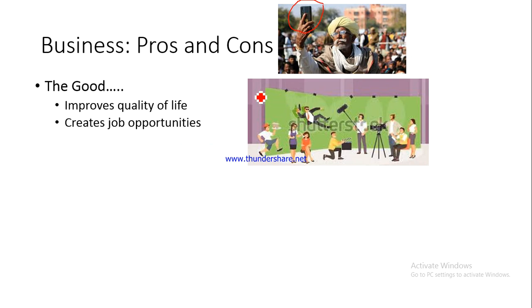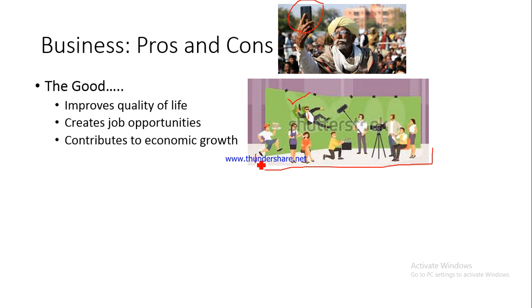You look at this particular picture, what I'm trying to show you is a film is getting shot. However, if you look at the scene, you find that there is just one actor. However, there are so many people who are performing the support activities. The director is there, the light man is there, maybe the makeup artist, the producer, the sound recorder. So many people are there. So many job opportunities are created by businesses.